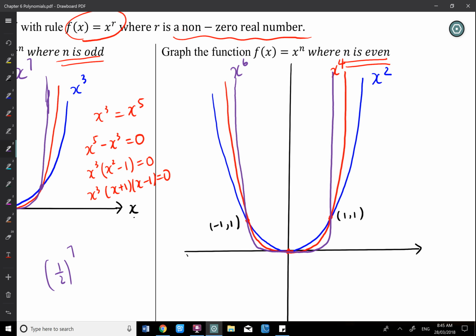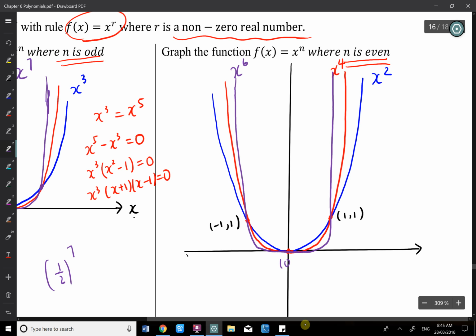But anyway, x to the power of 6 will be below x to the power of 4 in between negative 1 and 1, and also intersects at 0, 0, and then is above the red one after negative 1 and 1.